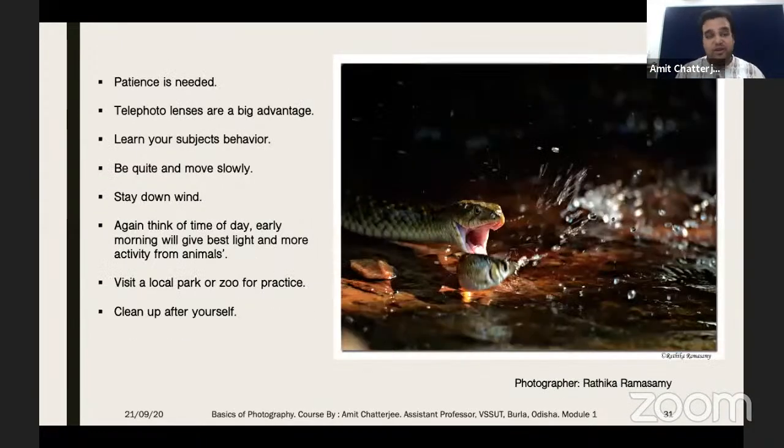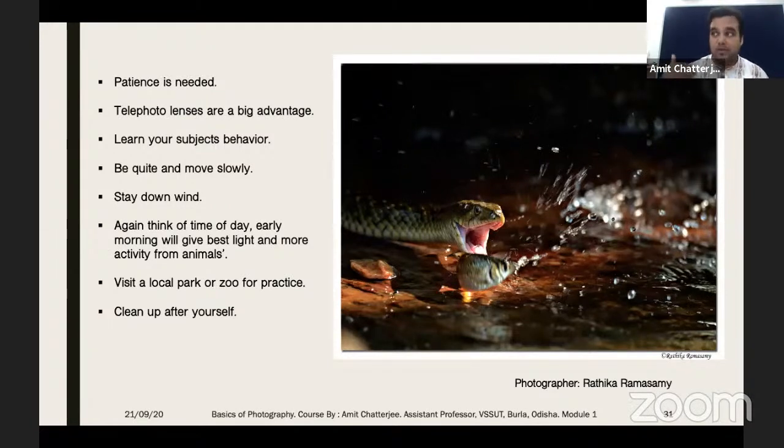Just like sports photography, telephoto lenses are a big advantage over here. Let's say, for example, if you are clicking a tiger or a snake, you really don't want to go that close. There are two reasons for it. One is safety, of course, and the second reason is you do not want to invade their comfort zone where they become aware that somebody is around, because in that way you will not be able to click the full natural form of that particular animal or the bird. So you need to be away.